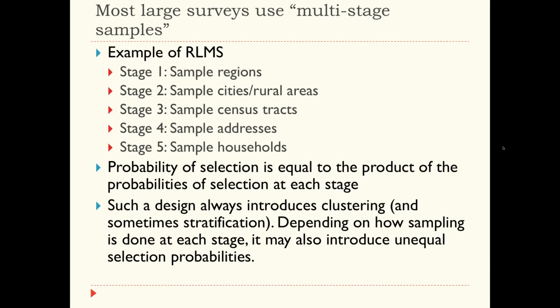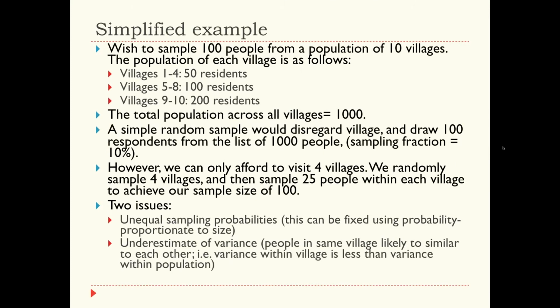Whenever you use a multi-stage sample, you always will have clustering. That's by definition. You might also have unequal selection probabilities. So I'm going to give you a simplified example of what a multi-stage sample looks like, how it can introduce unequal probabilities, and what can be done about it. Let's say, for example, that we have a population that lives in 10 villages. So it's 1,000 people distributed among 10 villages. The villages have different sizes: 4 of the villages have 50 people, 4 have 100, and 2 have 200.